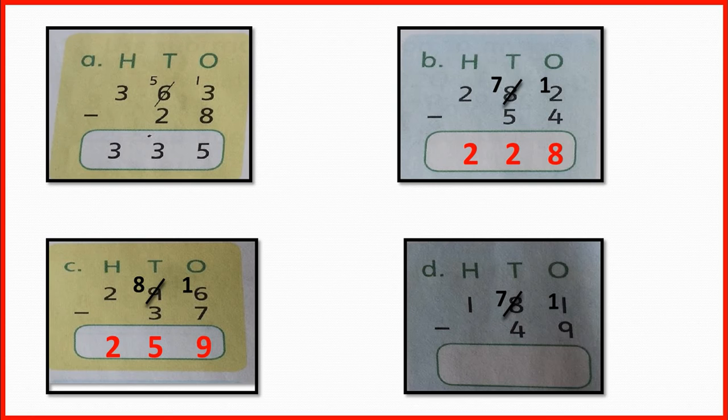So when we subtract 9 from 11, the number comes 2. Now subtract tens. When we subtract 4 from 7, the number comes 3. Now subtract hundreds. There is nothing to subtract from 1. So here we write 1.